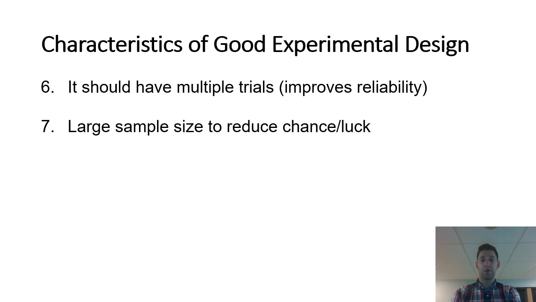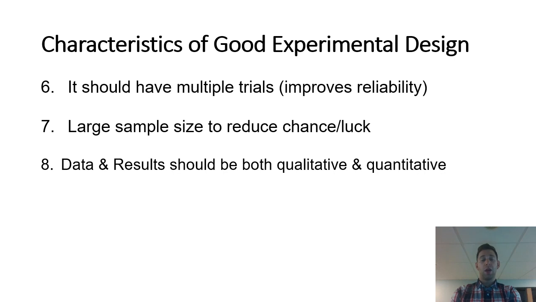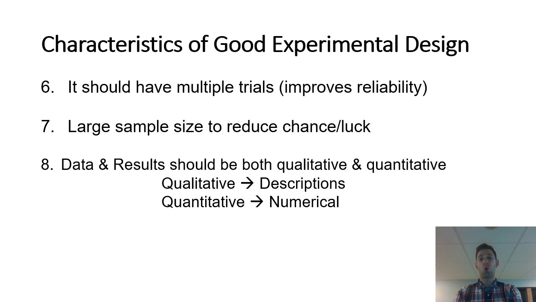So again, if you had 1 bedroom, that's okay. But if you had 10 bedrooms, which I don't think any of us have, but if you had 10 bedrooms, that would be a better experiment because it's going to reduce the chances of luck. And then lastly, your data and results should be both qualitative and quantitative. Qualitative is descriptions, such as the mold was green, the mold was fuzzy, the mold smelled like peanut butter. Quantitative is anything dealing with numbers.